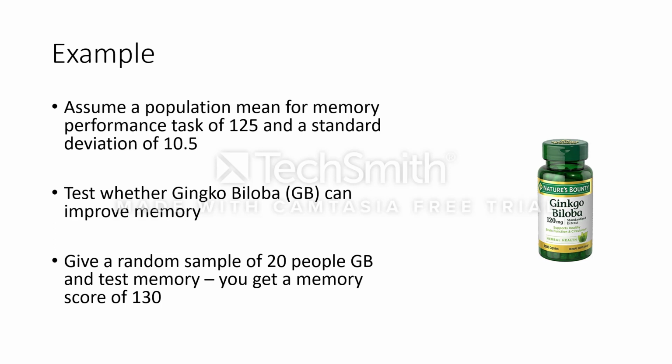So we want to test whether ginkgo biloba can improve memory. So we take a sample of 20 people. We give them ginkgo biloba. We give them a memory test to complete, and then we're interested to look at their score. And in this example, that group of 20 people produces an average score of 130. So our question is, do the 20 people who are scoring 130, could they have come from the same population? Are they any different from the larger population's mean and standard deviation?